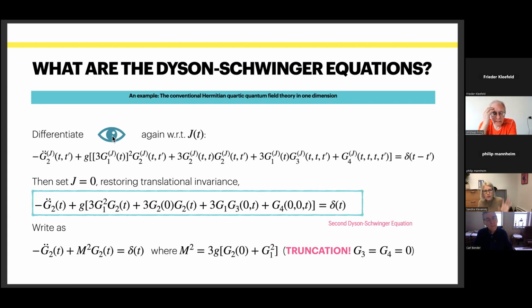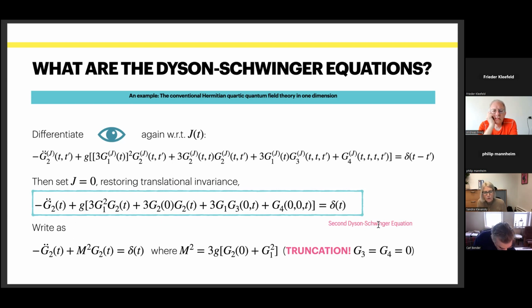To continue further, this equation that I'd written down needs to be differentiated again with respect to j of t. If I do that, then I get the equation of motion for G2. And this contains then a lot of terms that have G1, G2, G3, and G4 in them. Okay. And then once again, set j equal to 0, restore translational invariance, and one has a second Dyson-Schwinger equation.